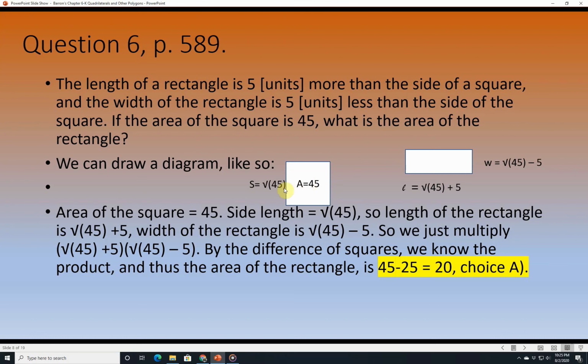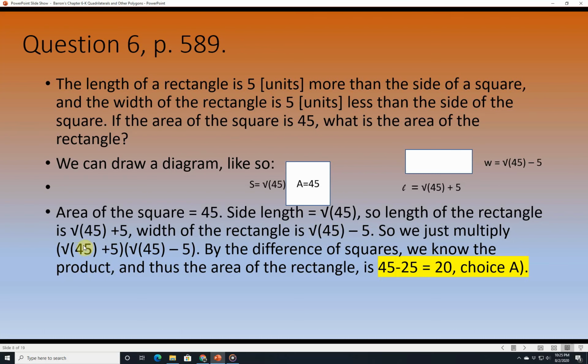Then you can quickly say, okay, well, the side length has to be the square root of 45. No big deal. And so the length is the square root of 45 plus 5, and the width is the square root of 45 minus 5. Since we know the side length is root of 45, and the length is square root of 45 plus 5, the width is square root of 45 minus 5, we just multiply them together like any other two binomials.